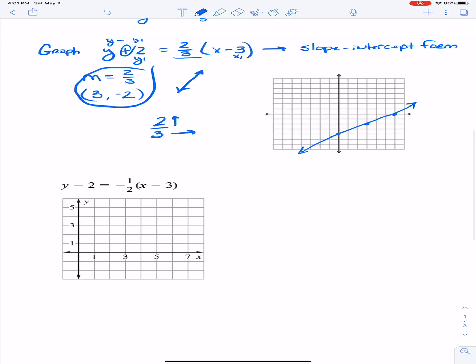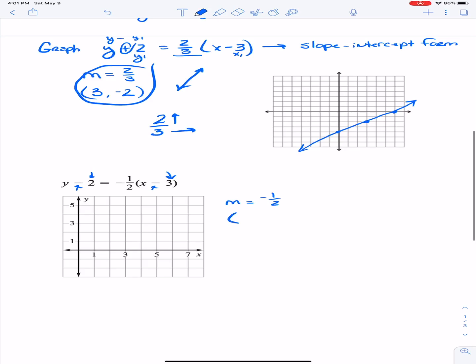Let's look at this equation here. We know our slope is equal to -1/2. We have a point of 3 and 2, and our signs are negative, so we know that the original equation hasn't been changed, so we know our point is going to be 3, 2. So let's go ahead and plot 3, 2. So I'm going to go to 3 and up 2. There's my point.